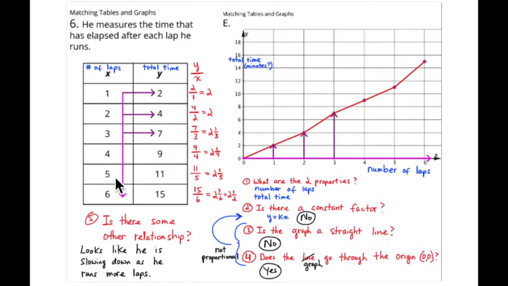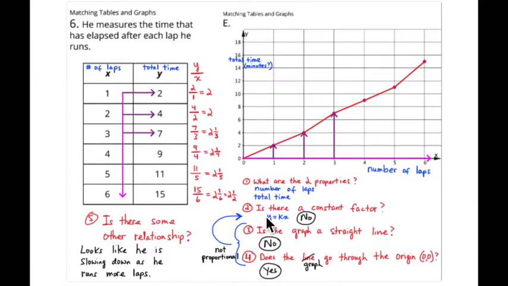Oh, gee, I ran 4 laps. How long did it take? It took 9 minutes. You're not going to be given 9 minutes first and then asked how many laps that took. You're going to be given the number of laps. And then notice he measures the time that has elapsed after each lap. So he's run 5 laps. How much time? So that's the x value. So label the x-axis number of laps and label the y-axis the total time. It doesn't really say that it's in minutes, but I'm just going to assume that it's in minutes. So total time in minutes.